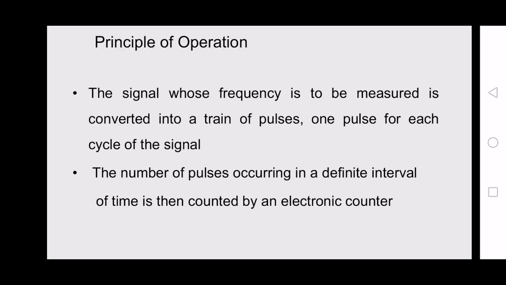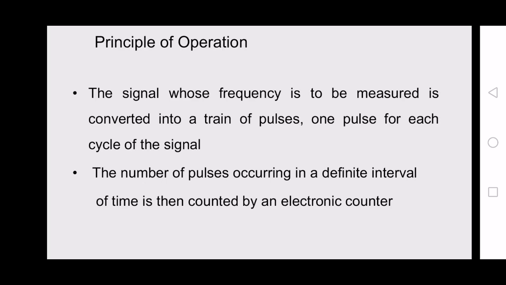So we are placing one definite interval of time, suppose it is called t. In that t, the number of pulses counted by the electronic counter will be displayed as our frequency. The principle of operation again: the signal whose frequency is to be measured is converted into a train of pulses, one pulse per each cycle of the signal.